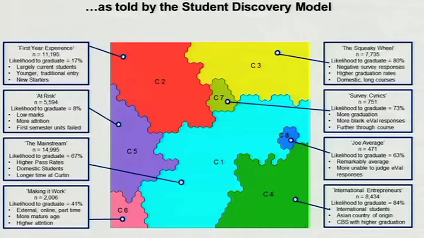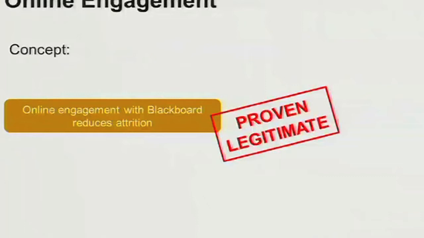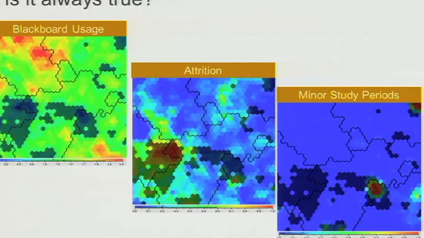Okay, so the previous one showed that low Blackboard usage, which is blue, correlates with high attrition. But if we go forward, I'll just get the other three out. Those ones is Gareth's point. These guys don't use Blackboard at all, and they don't leave. And if you understand how this model works, if I'm far away from you, then I'm very different to you. So we know that these guys behave very differently, mostly because these tend to be from Asian countries, the Chinese over here. And there are people that leave over here, but these don't leave.